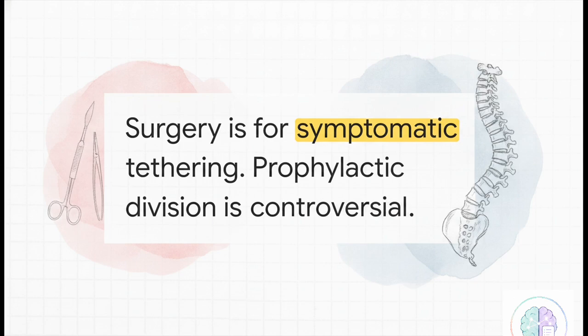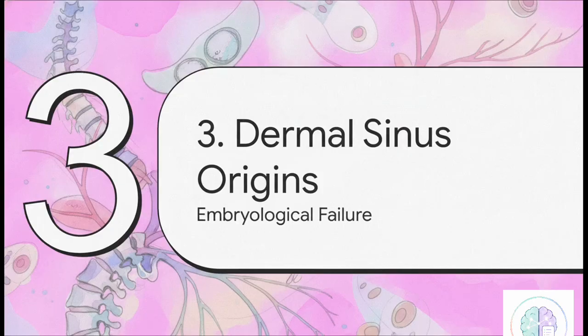Now, some older literature used to advocate for prophylactic division of a fatty filum to stop symptoms from ever starting, but today, that's highly controversial. Really, the only time prophylactic sectioning is considered totally reasonable is if you're already operating in the lumbar spine for something else entirely, like a scoliosis correction. Okay, let's pivot away from lipomas for a bit.